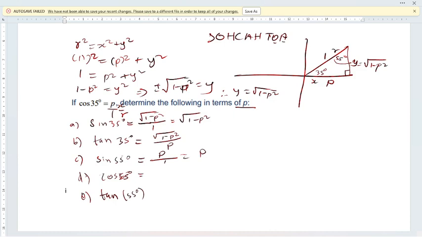Right. Cos 55. What is cos? Cos of an angle is adjacent over hypotenuse. What is the adjacent in this case of 55? The adjacent is this side of y. It means square root of 1 minus p squared over the hypotenuse, which is 1. So the answer is square root of 1 minus p squared.